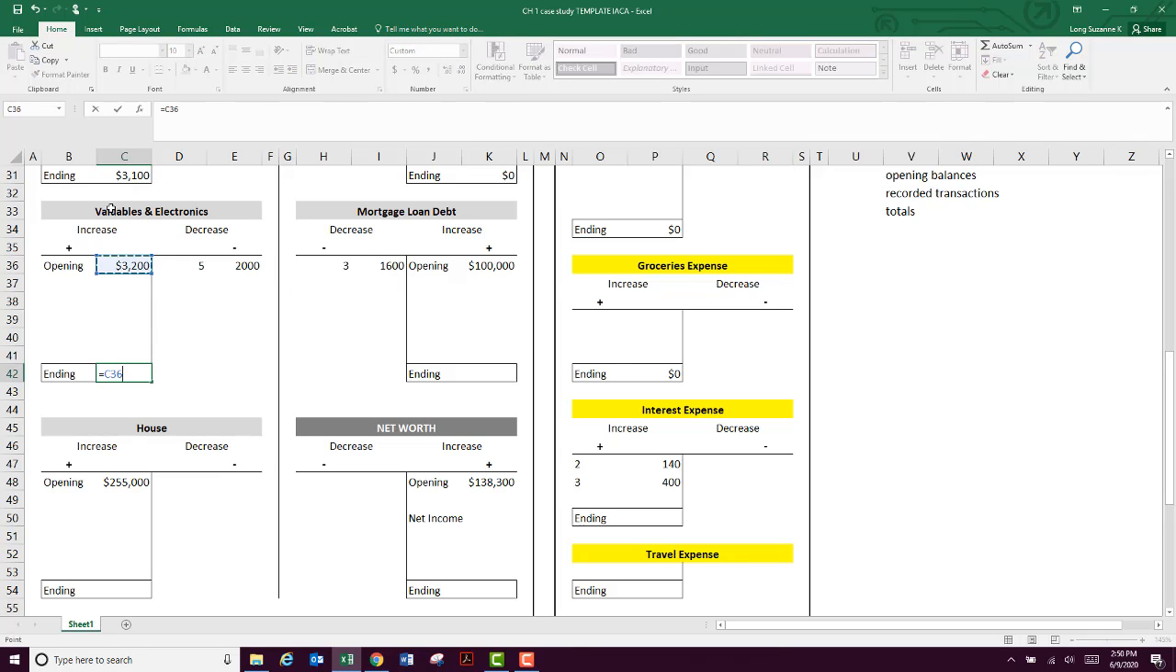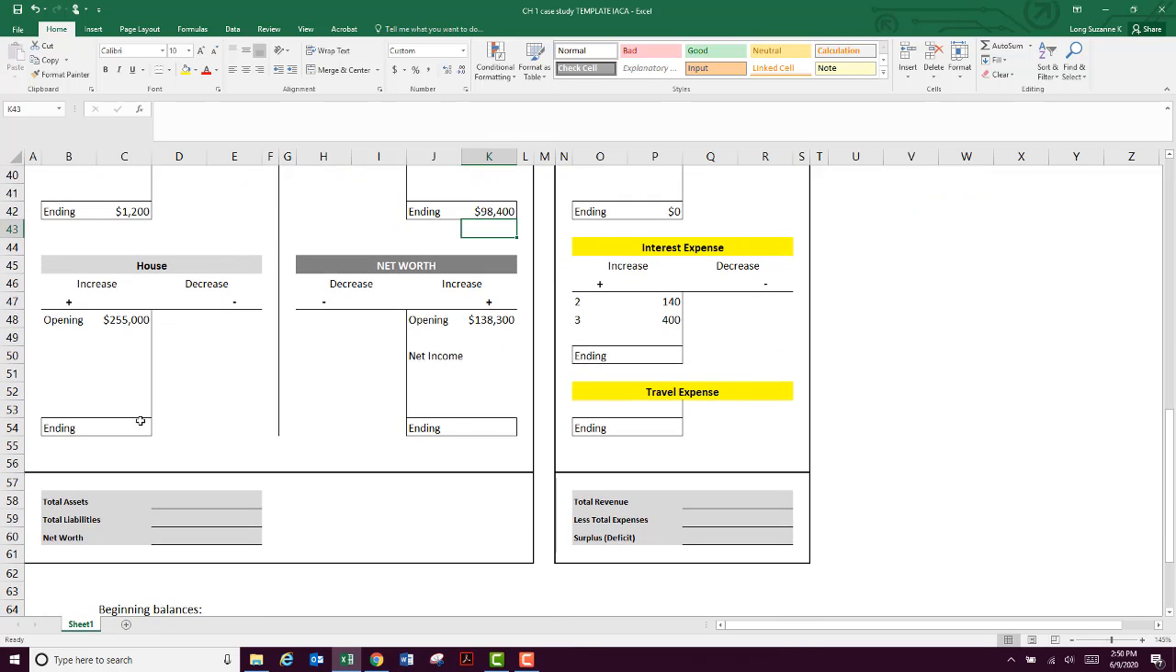Equals, left side, that's the plus side, minus, right side. Okay, good. Debt. This is a right side account. Equals, right side, minus, left side. Hey, take a look at mortgage loan debt. It's going from $100,000 to $98,400. That makes sense because we made a payment. It should be going down. And let's finish it off.